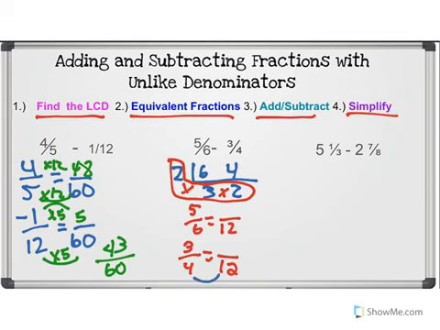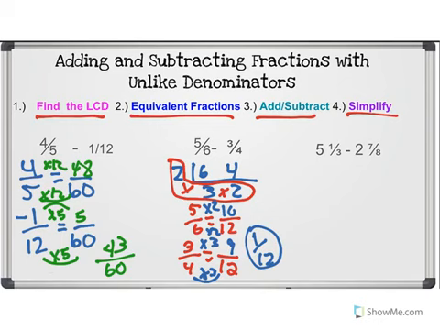Again, rewriting these fractions, 4 times 3 is 12, so multiplying our numerator times 3 will get me 9. 6 times 2 is 12, so 5 times 2 is 10. And since I'm subtracting, I'm just going to find the difference of 10 and 9 since my denominators are now the same. 1/12. No need to simplify.